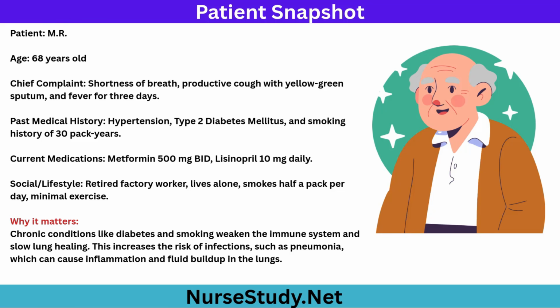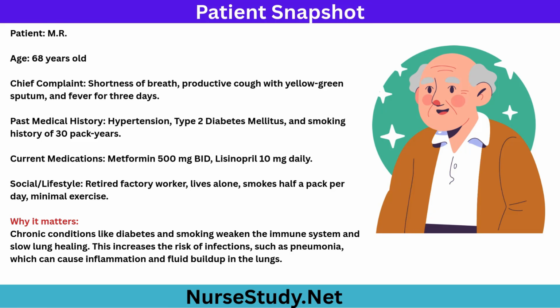Section 1. Patient snapshot. Patient MR. Age 68 years old. Chief complaint: shortness of breath, productive cough with yellow-green sputum, and fever for 3 days. Past medical history: hypertension, type 2 diabetes mellitus, and smoking history of 1/2 pack per day for 30 years.